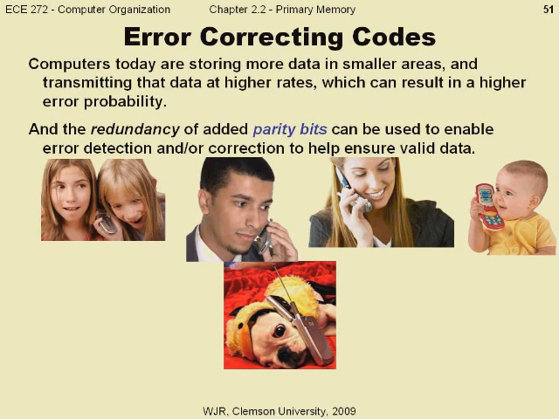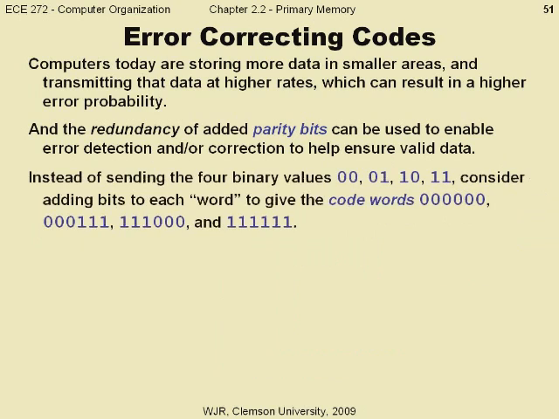correction on data. For example, consider sending one of 4 different code words, that is 2 bits of data. But instead of sending the 00 to 11 code words, let's send 6 zeros, or 6 ones, or 3 zeros and 3 ones, or 3 ones and 3 zeros. What does this allow us to do?